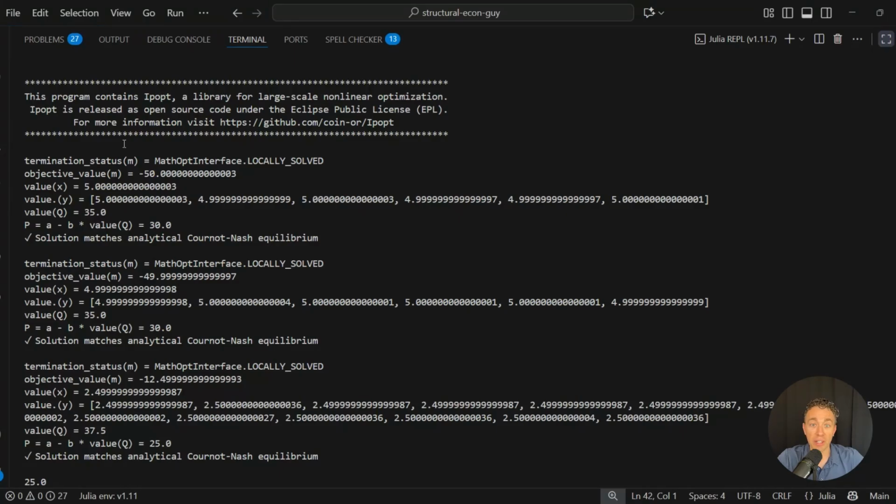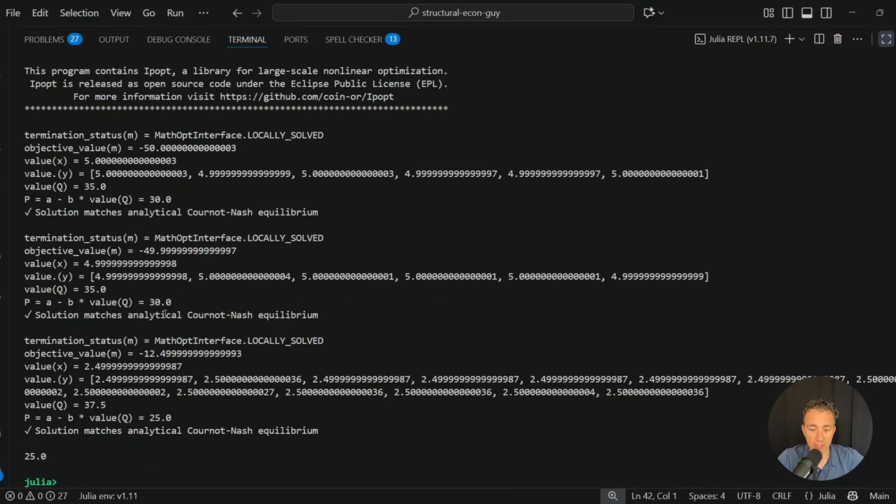All right, it ran. The profit in the original case is 50. That's the negative of our objective value. Every firm chooses a quantity of 5. The total market supply is 35. And then based on the demand curve, the market price is going to be 30. And that matches the analytical equilibrium.